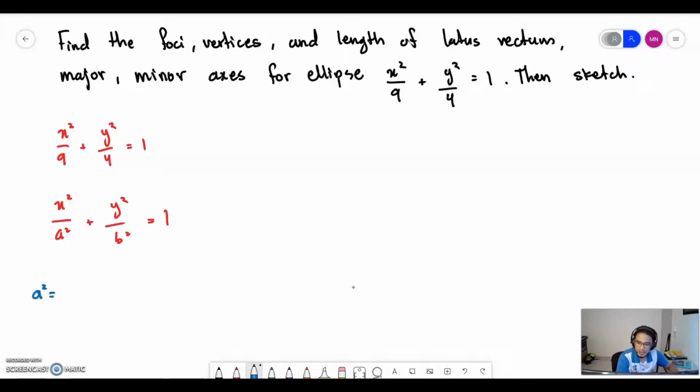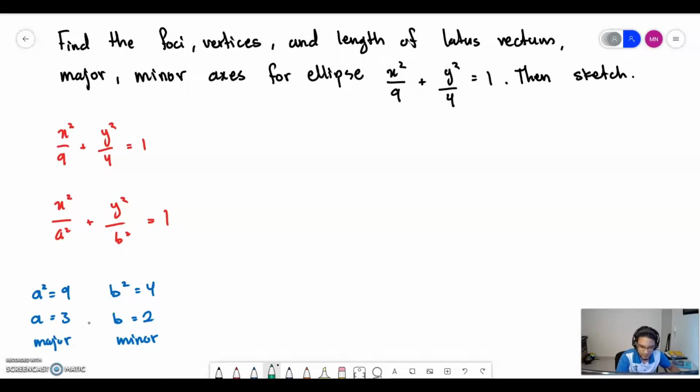So that means a square equal to 9, then a equal to 3, b square equal to 4, so b is equal to 2. So this is our a and b. Which one is bigger, a or b? Since a is bigger than b, 3 is bigger than 2, a will be the major and b will be the minor. So that means we will have a horizontal ellipse.